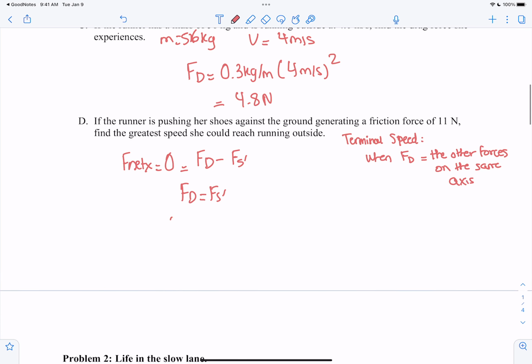And then from that, we know that drag force is 0.3 kilograms per meter times the v squared part. And our static friction force, they said, pushing her shoes against the ground generating a friction force of 11 newtons. So this is just equal to 11 newtons. Then we can solve for v. So we divide 11 by 0.3 here and then take the square root. Let me know what you guys get for that.